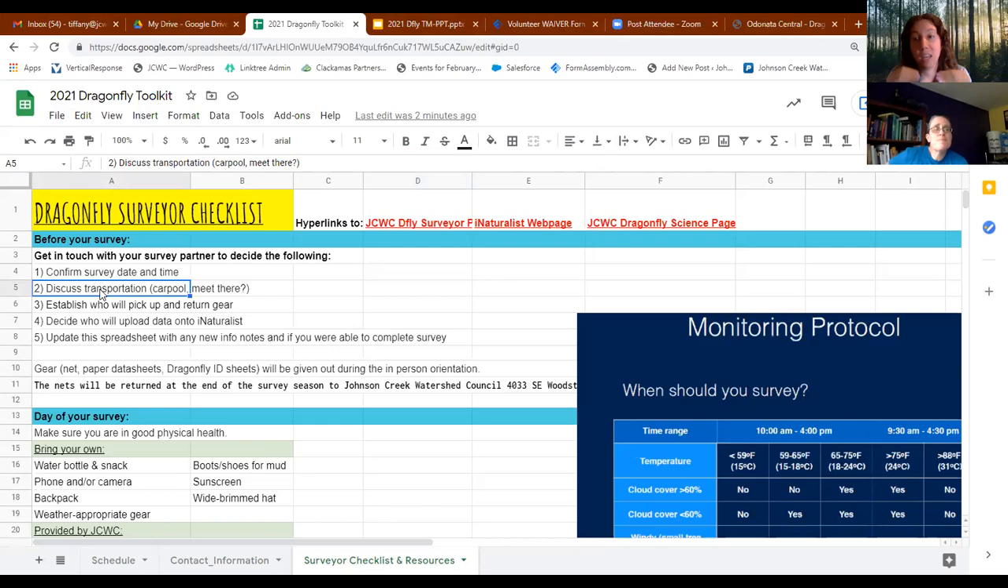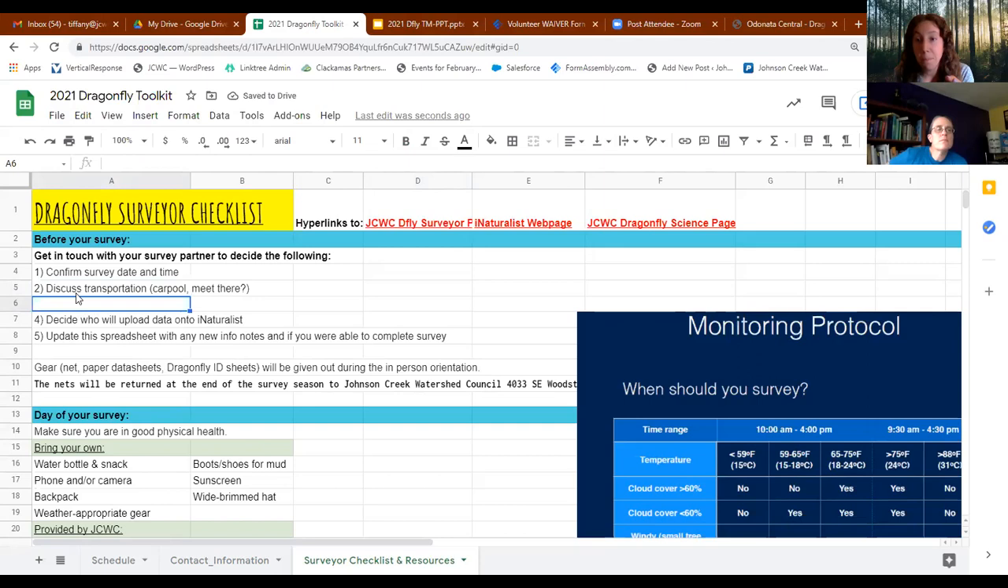And then this is actually something that is different. This year, we don't need to be doing the gear pickup and transport as a team, because you're getting all your gear today and you're going to drop it off at the end of the season. So it's one less thing to coordinate.